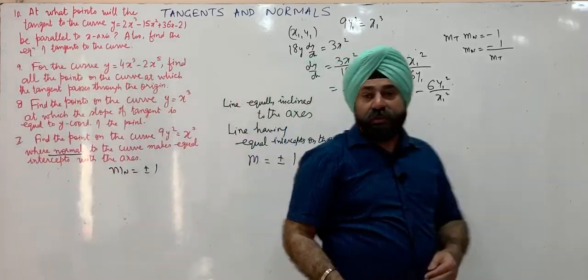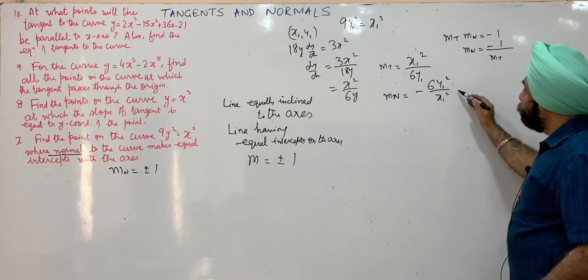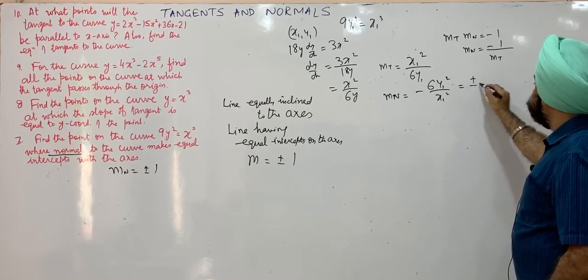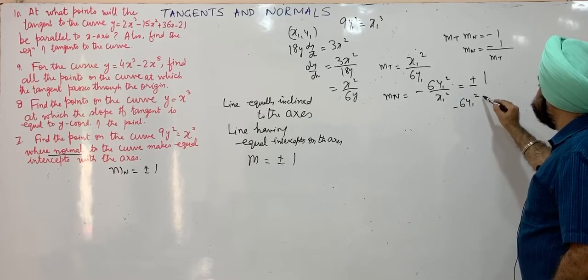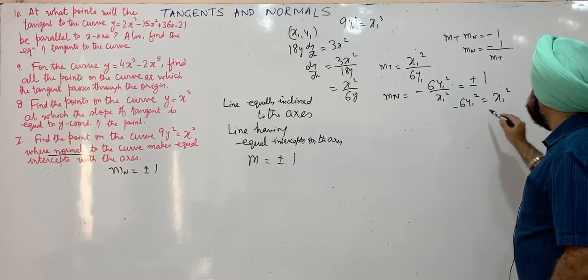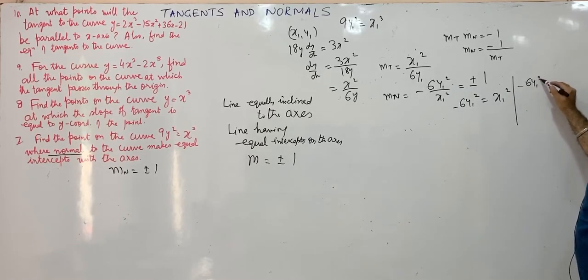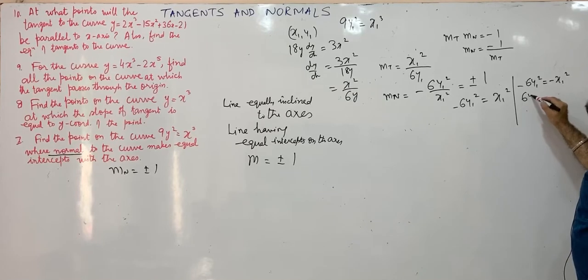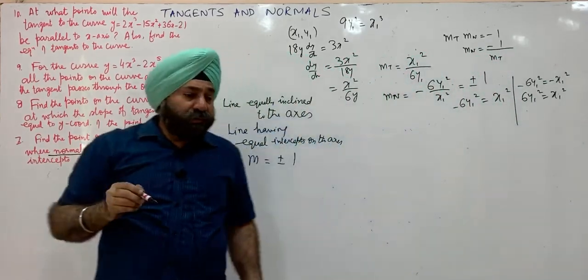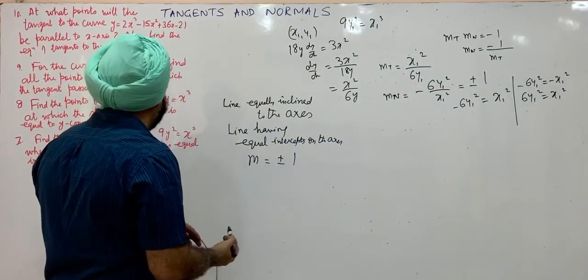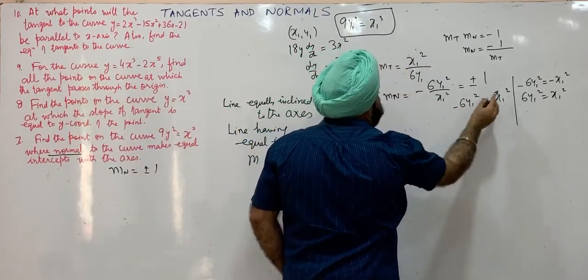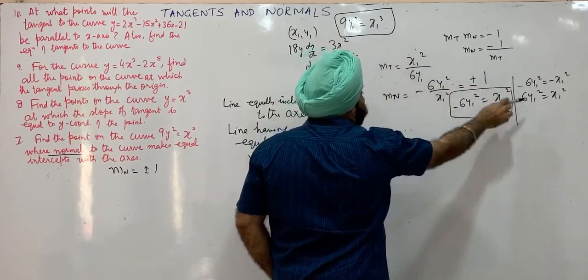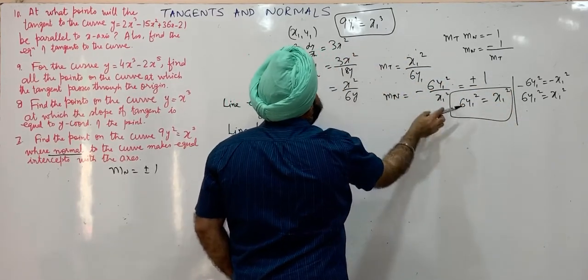This is slope of normal, -6y1 square upon x1 square. So this is plus or -1. First of all, with positive sign, this is x1 square, and with negative sign, we have -6y1 square equal to this, or 6y1 square is equal to x1 square. Now we solve the equations simultaneously. We solve this with this, and then we solve this with this. So let us solve these two.